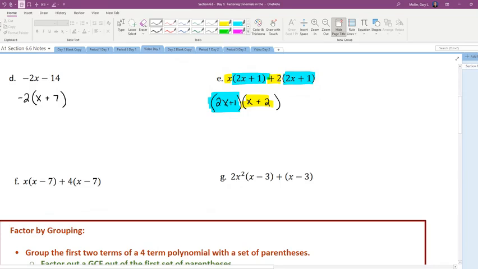So on part F, we have the same situation. They both have an x minus 7. And so I can factor that out to the front. And then I'm left with an x plus 4. So I get x minus 7 times x plus 4.